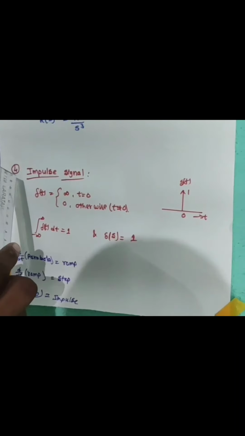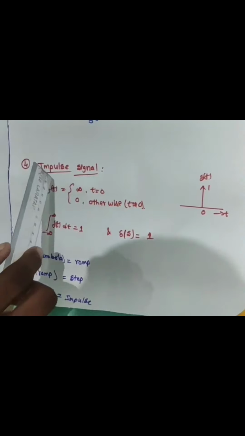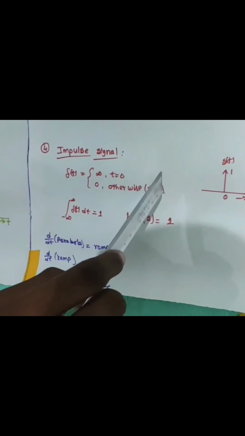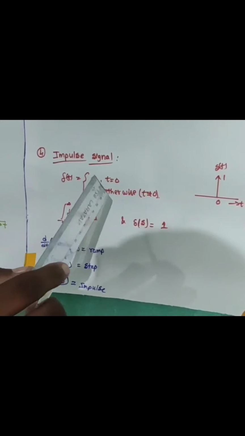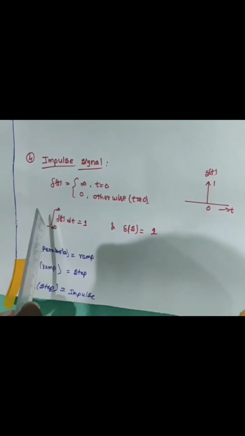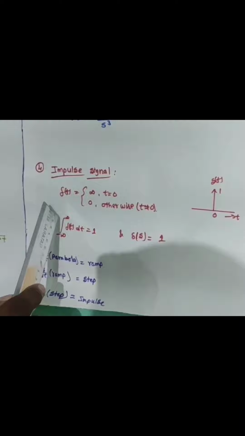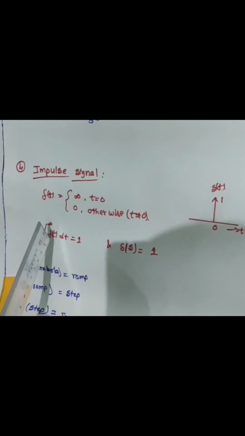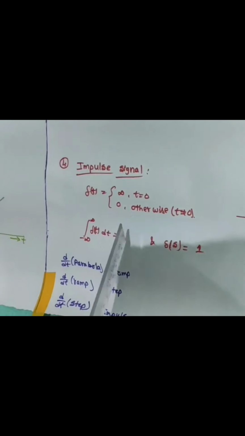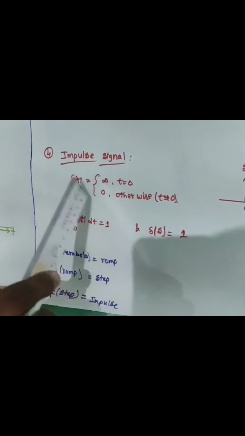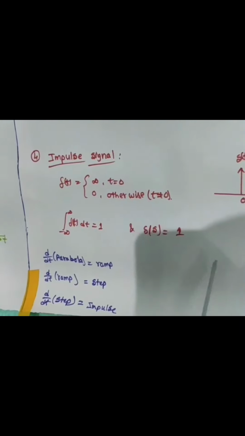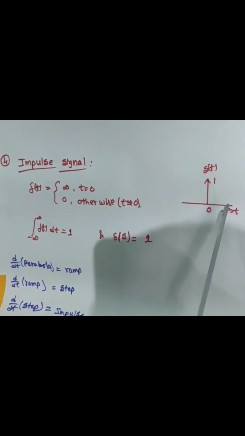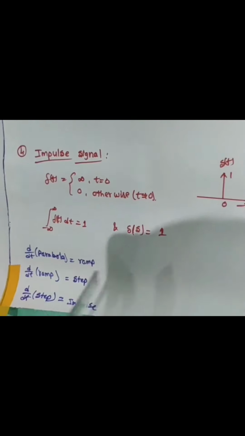And the fourth one is the impulse signal. The impulse signal is delta of t, which is infinity when t is equal to 0, and 0 otherwise, when t is not equal to 0. Therefore the integral of impulse delta of t dt from minus infinity to infinity is equal to 1, and the Laplace transform of the impulse signal is equal to 1.